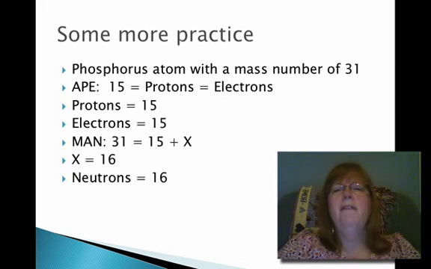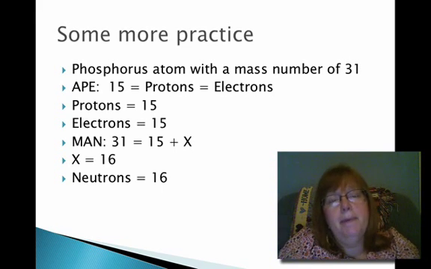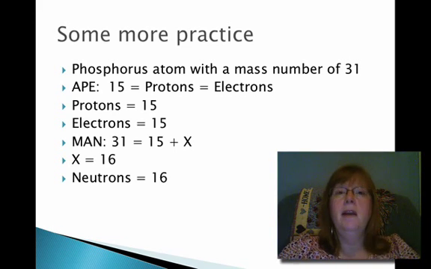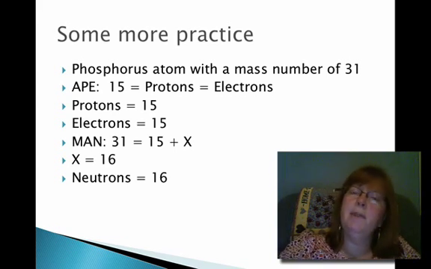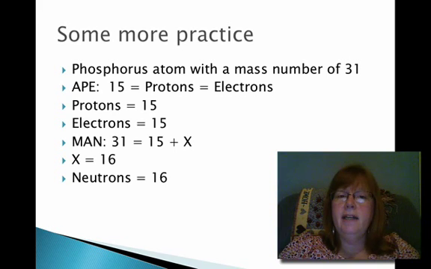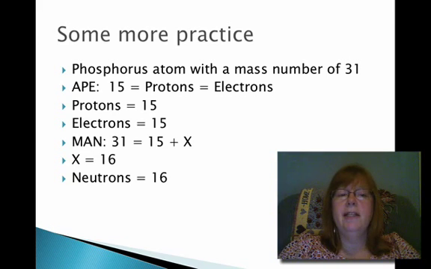Let's try some more. A phosphorus atom has a mass number of 31. Well, according to ape, we have 15 protons. Look at the atomic number on your periodic table. That equals our number of electrons, because we're talking about a neutral atom. Now, what about our number of neutrons? That's where the man comes in. Our mass number was 31, and it's equal to our atomic number 15 plus however many neutrons we have. So I made it an x. When I solve for x, I get 16. Phosphorus 31 has 16 neutrons.